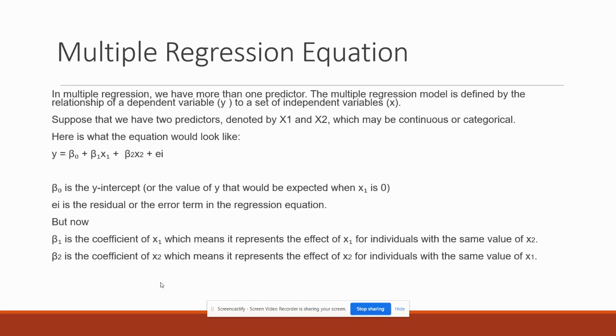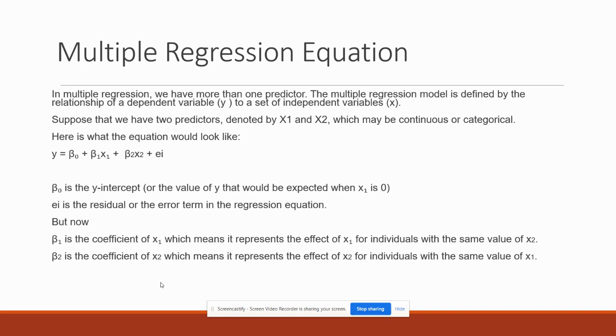So in multiple regression, we have more than one predictor. So think about that. That's your x value. You can have more than one x value. And remember, x values can be called explanatory, predictors, or independents. So the multiple regression model is defined by the relationship between a dependent variable and a set of independent variables.